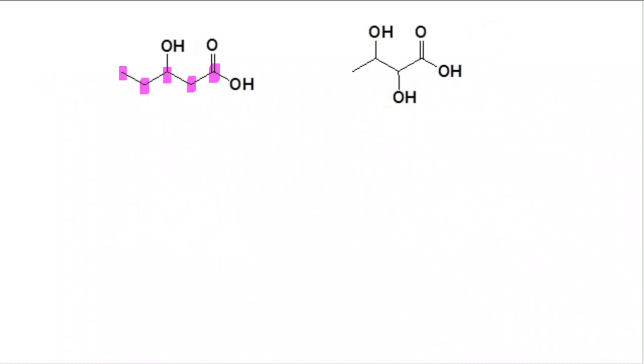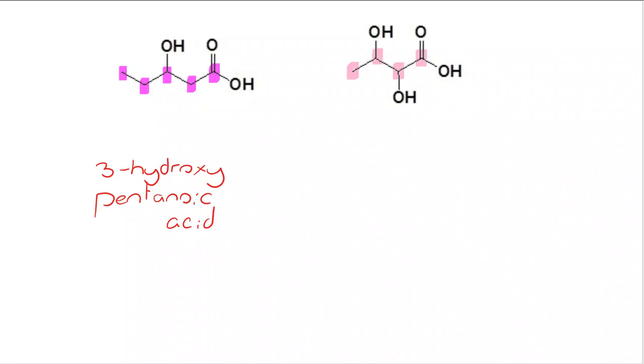On here, I've got 1, 2, 3, 4, 5 carbons in a chain. That means it's pentanoic acid with the C double bond OH on the end, the COOH, but I've got an alcohol group coming off in the third position. Now, I can't use -ol because I've already got oic acid as the suffix, so I need to use the prefix that we use for alcohols, which is hydroxy. So 3-hydroxypentanoic acid.